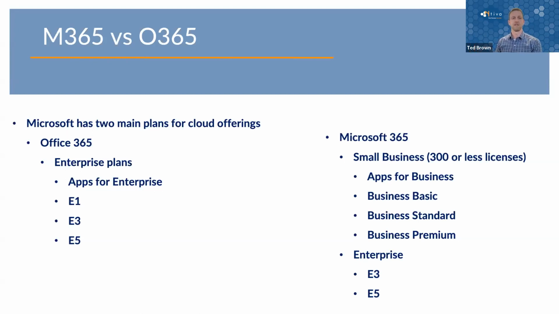So on this screen here, you can see what it looks like now. You have the Office 365 products on the left-hand side, which have enterprise plans. So you have the apps for enterprise, which basically allows you to install applications on your computer.